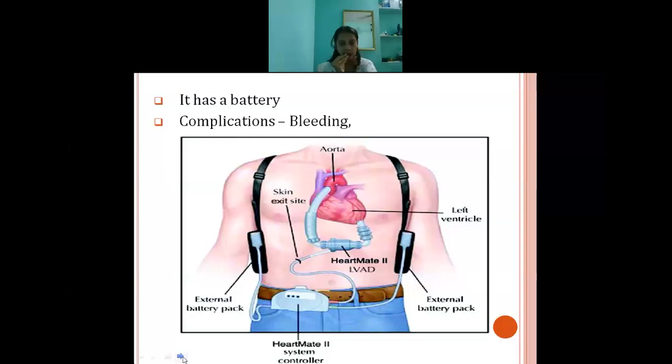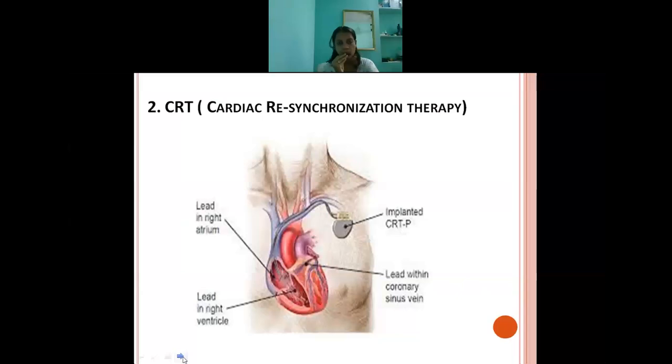So the next device is CRT, cardiac resynchronization therapy. Okay, so now this cardiac resynchronization therapy is nothing but insertion of electrodes into the right ventricle or the left ventricle of the heart. Now we can have two types of CRT devices. One is CRT-P and one is CRT-D. CRT-P means it is a cardiac resynchronization therapy by using a pacemaker, and CRT-D means using a defibrillator, that is, an implantable cardioverter defibrillator. We have already studied regarding it, isn't it?